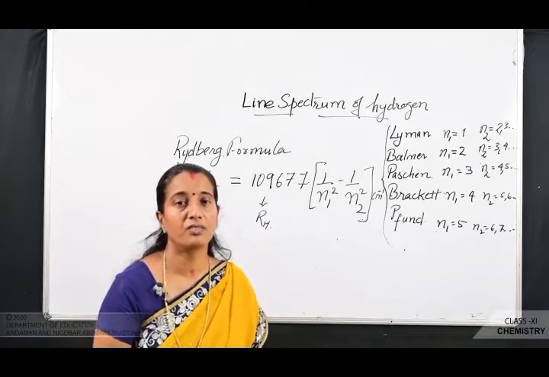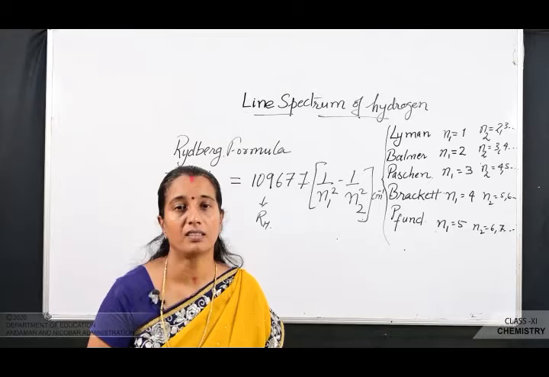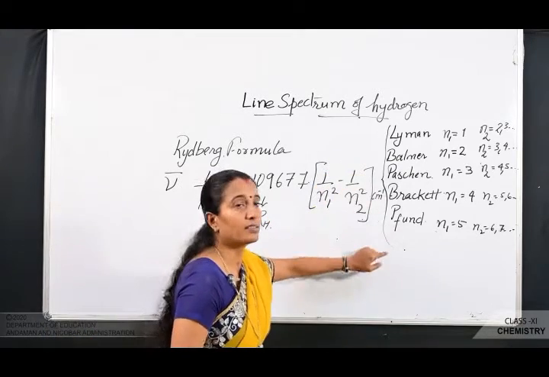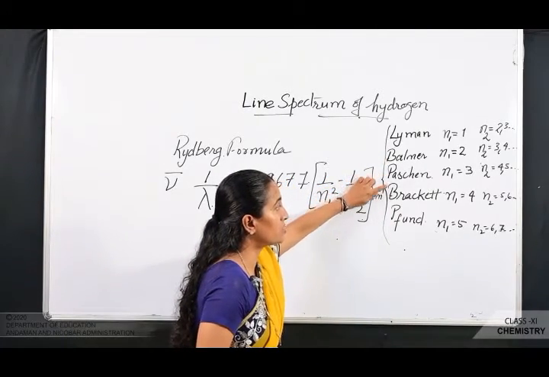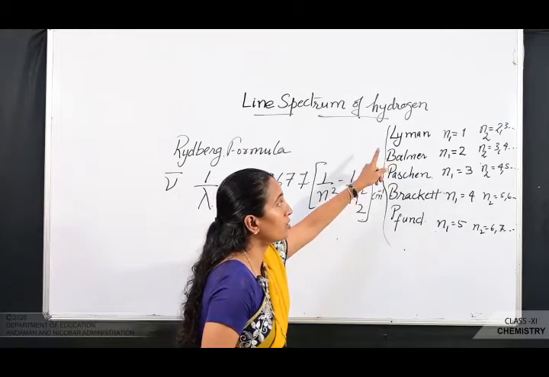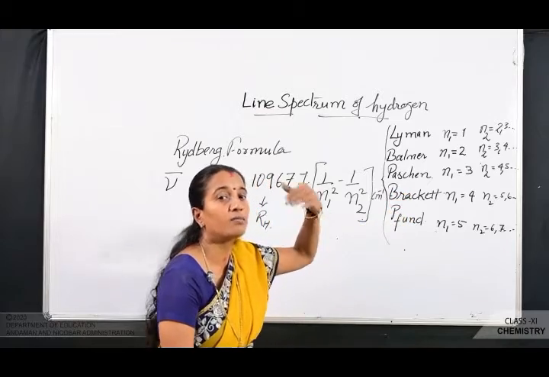Hello students, in the previous class we have seen the line spectrum of hydrogen, and there we have seen that many series of lines were obtained. Among them, the 5 series of lines are written over here: Lyman series, Balmer series, Paschen series, Brackett series and Pfund series. Okay. The n1 value for Lyman is n equals 1 and the n2 value will be n1 plus 1.